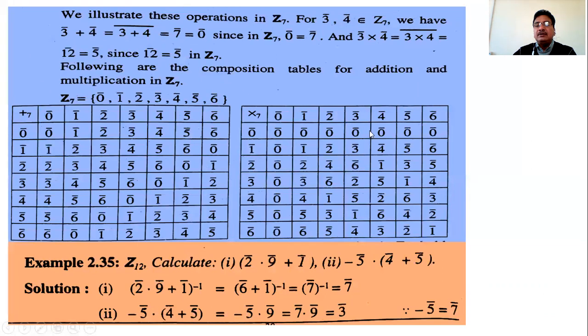Then 2 bar into 4 bar is 1 bar. So 2 bar and 4 bar, their multiplication is 1 bar. 3 bar and 5 bar is 1 bar. And 4 bar and 2 bar is 1 bar. 5 bar and 3 bar is 1 bar. 6 bar into 6 bar is 1 bar.